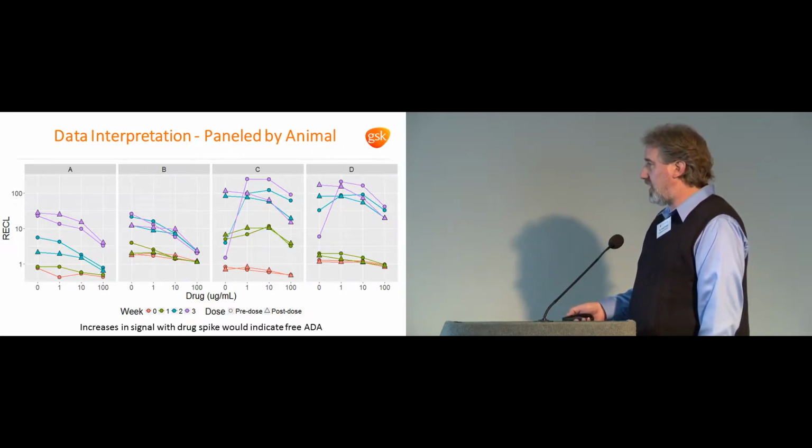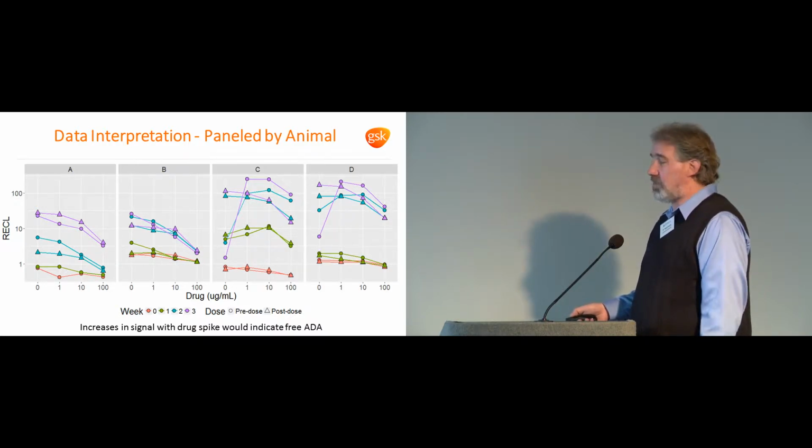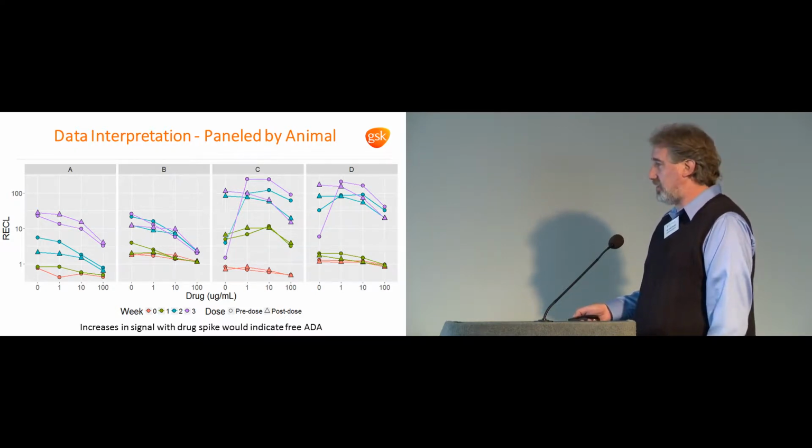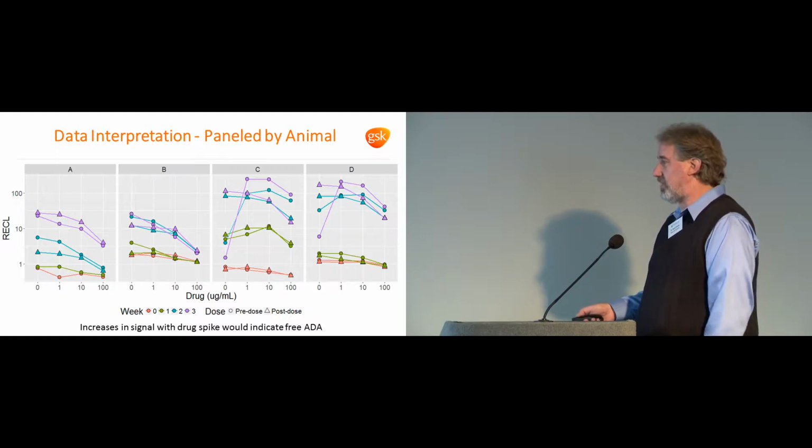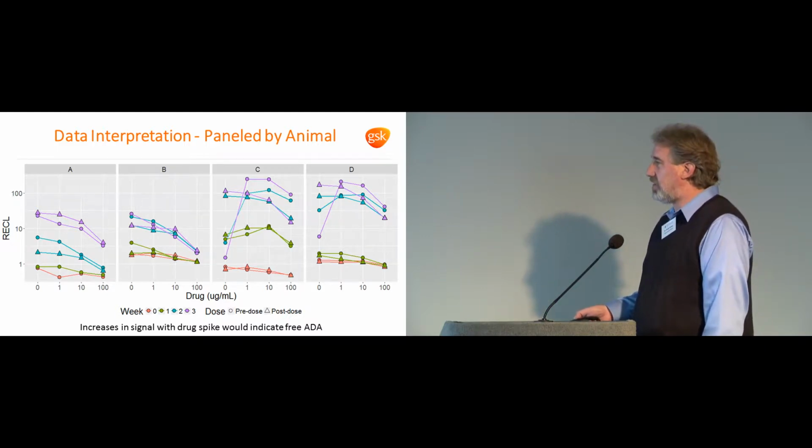So if we look at animal A, we could see at week 0, before they've even been dosed, there's not much activity going on. It's pretty consistent, pretty parallel. At week 1, we see again, there's not much activity, and we wouldn't expect there to be much activity after 7 days of dosing, or 7 days prior to that, after that first dose. This is where things start to get interesting.